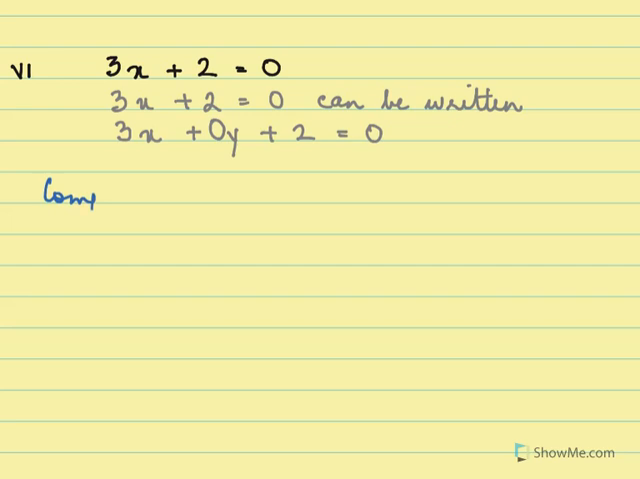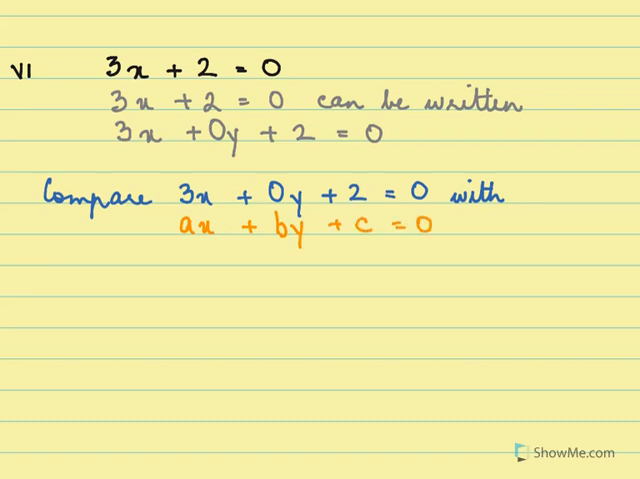For the next part of the sum, we compare 3x plus 0y plus 2, this is in standard form, with our standard equation, that is ax plus by plus c equal to 0. And on comparing, the a must be equal to 3, the b will be equal to 0 because there was no y term, so we put 0y, and the c will be equal to 2.